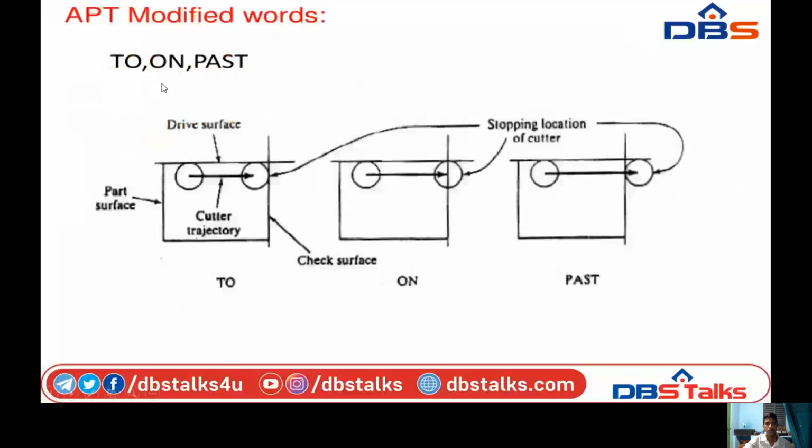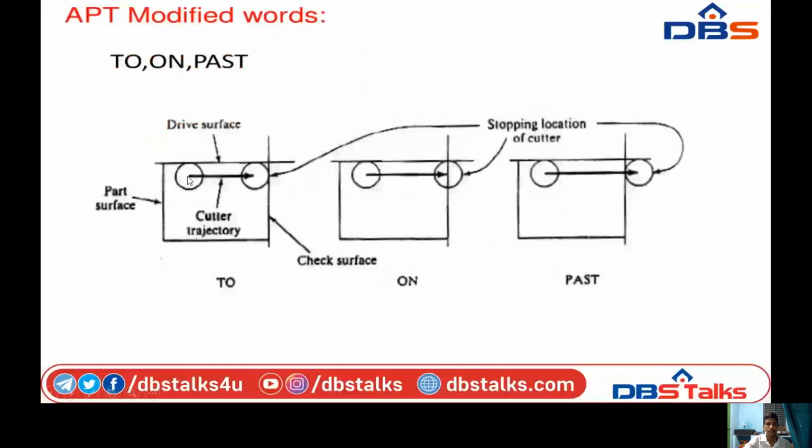Next, APT modified words: to, on, past. That means if any part is taken for doing some operation, first of all, I'm taking one part for producing some operations on that. In the previous slide, we discussed the point-to-point command method. That means the machine tool travels from one point to another point. Here I am showing round balls, A and B.